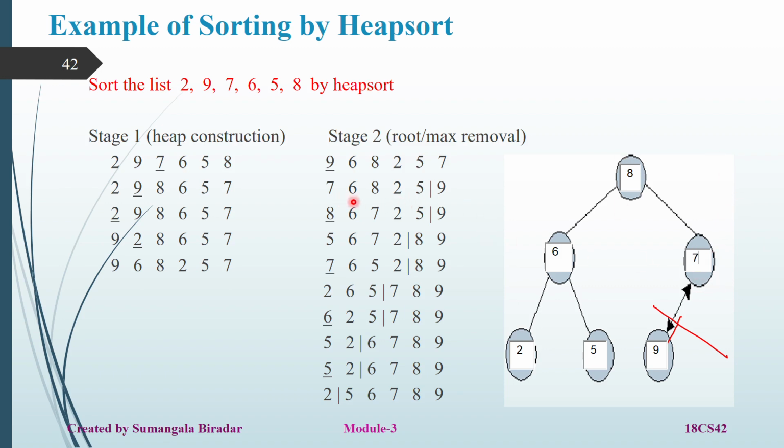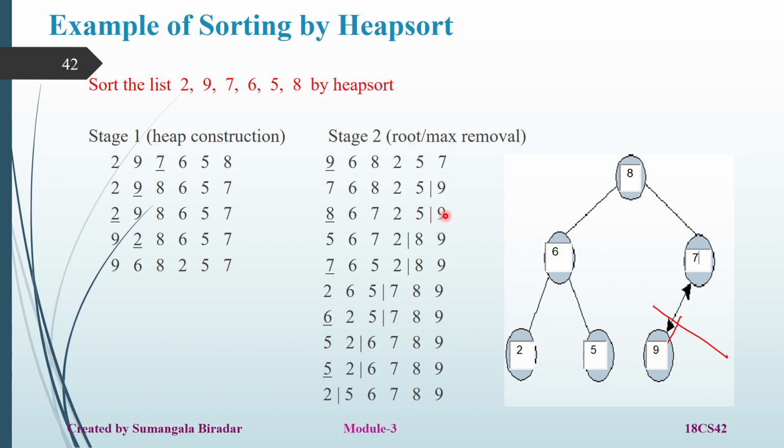Whatever you deleted is represented only in the second line. Earlier it was 7, 6, 8, 2, 5 and the last element is 9 here. So this line indicates the last element. I am going to remove this element now.